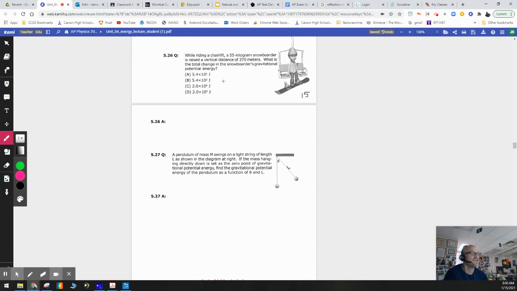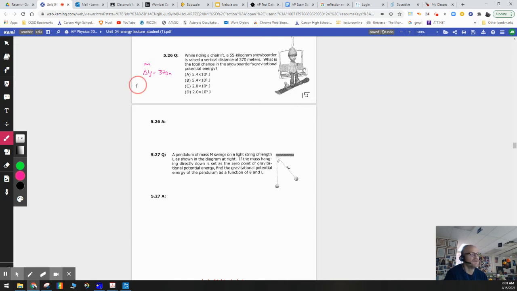While riding a chairlift, a 55 kilogram snowboarder is raised a vertical distance of 3.70 meters. So that tells me that delta Y is 3.70 meters. And we do have the mass here. What is the total change in the snowboarder's gravitational potential energy? So there's going to be an increase.